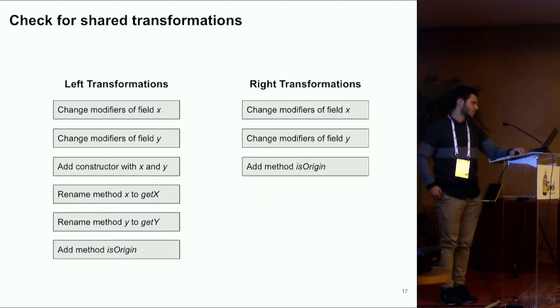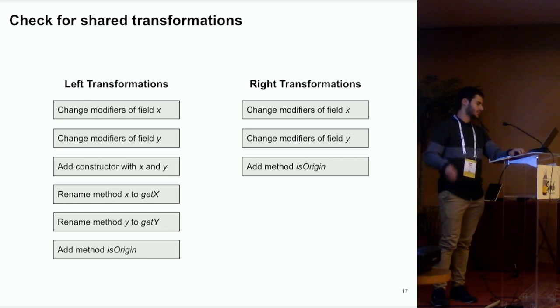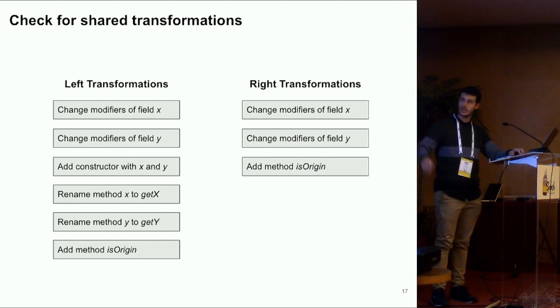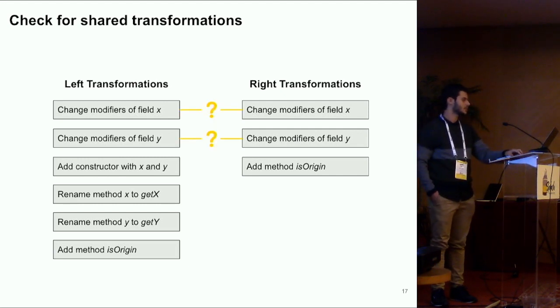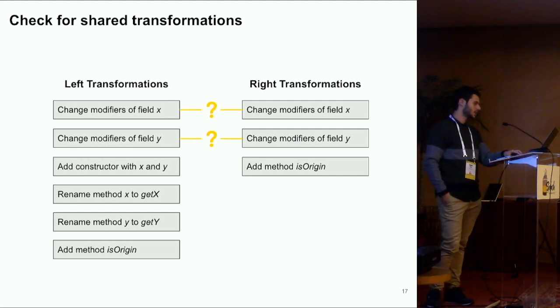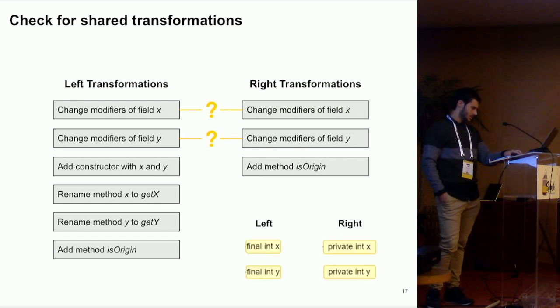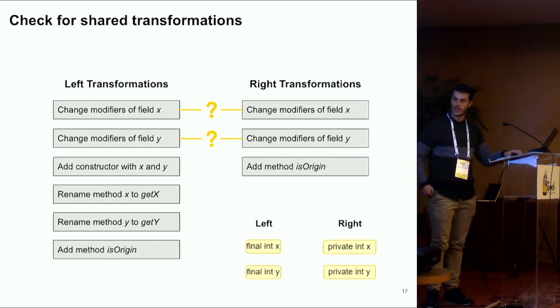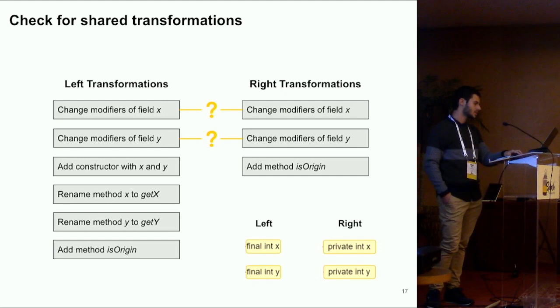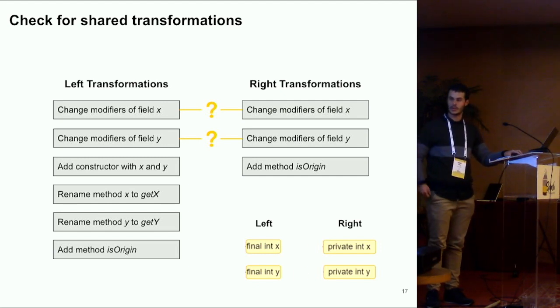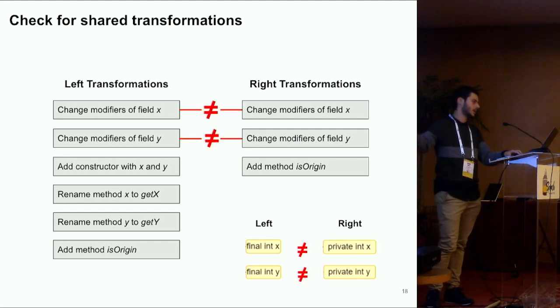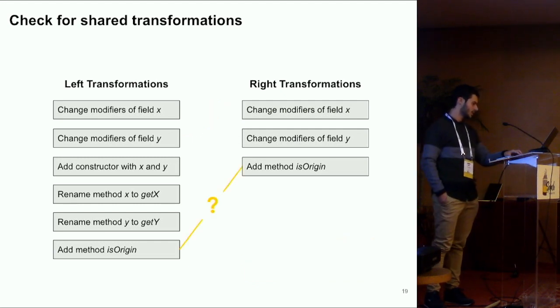After obtaining the two sets of transformations, we check for shared transformations, that is, transformations that are redundant. Okay, having these two sets of transformations, we can see there is the potential that the first two transformations might be redundant. However, as we have seen in recalling the two branches, one has the final modifier and the other the private one, so they are different, they cannot be considered redundant.